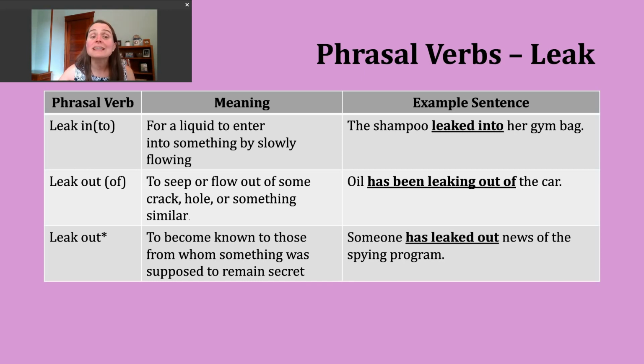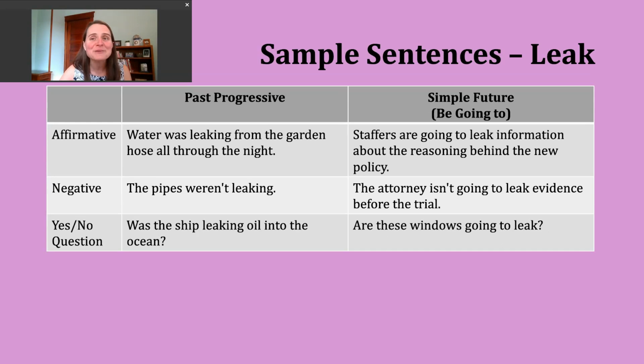Another way we can use leak out goes back to that third definition, where we're talking about sharing something that was supposed to be a secret. An example of this might be: someone has leaked out news of the spying program. Spying is generally something that's secretive, so perhaps people were not supposed to know about it, but now we know this program exists. Let's move on and continue talking about our verb of the day, leak.